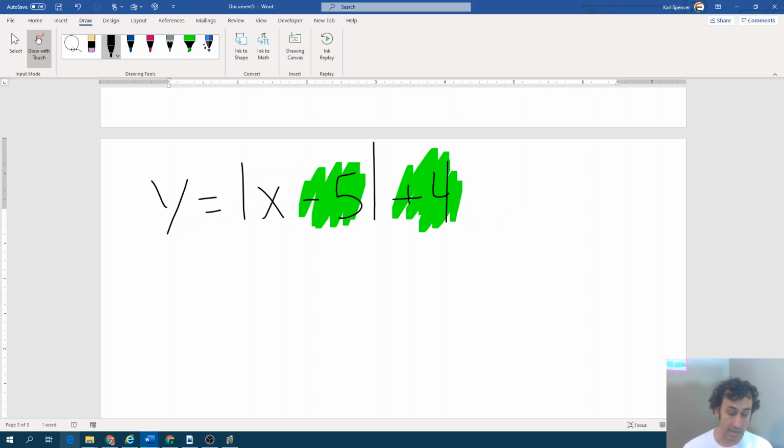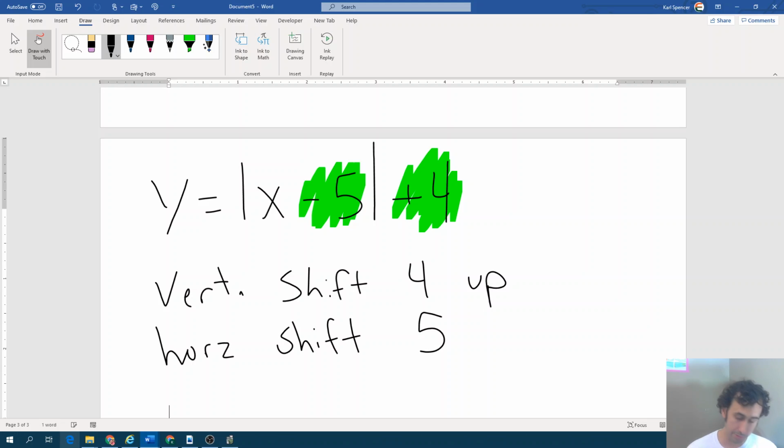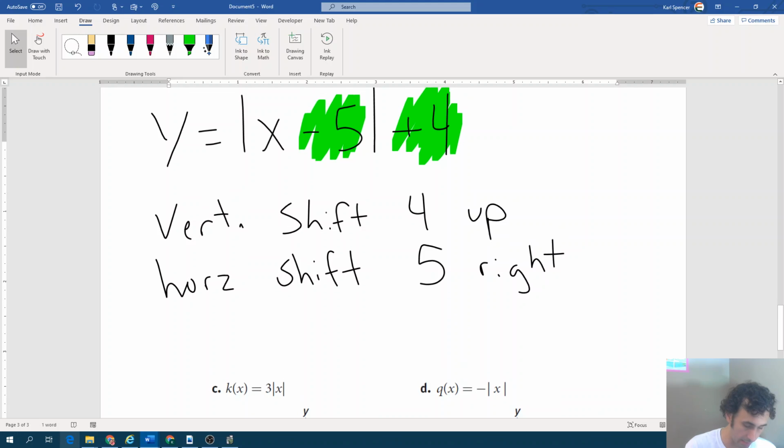Well, because that 4 is outside the absolute values, it's a vertical shift. That 4 is a vertical shift 4 units up. And because that 5 is on the inside, we're going to have a horizontal shift 5 units, and horizontal shifts are the opposite sign, 5 units to the right. So we can put both those things together. Let's try one more like that.